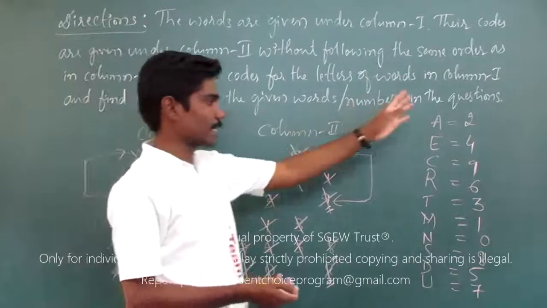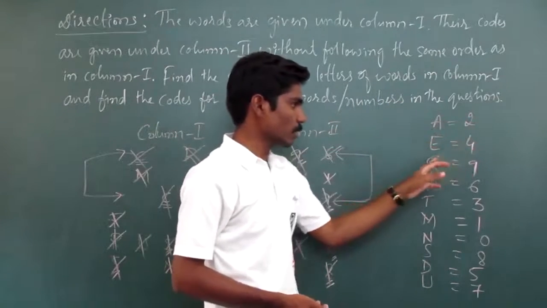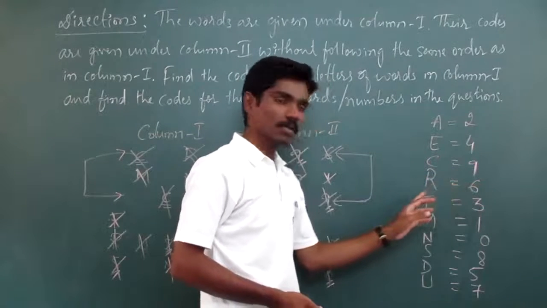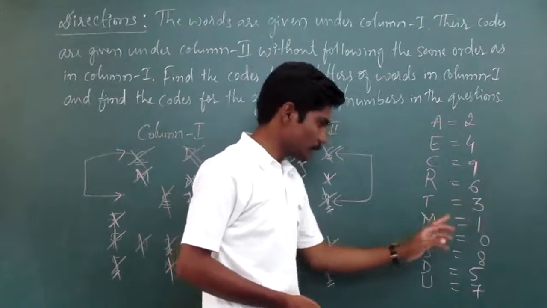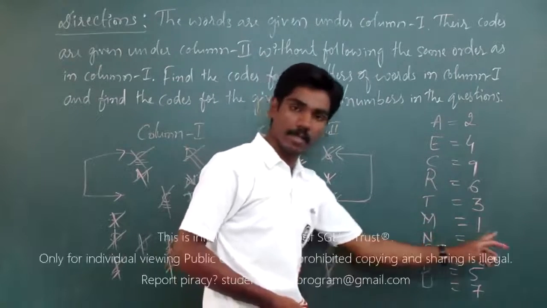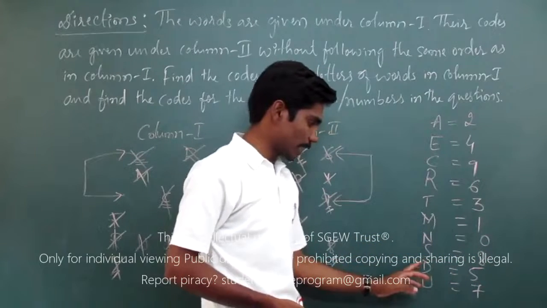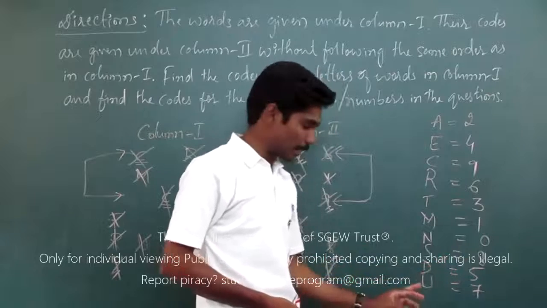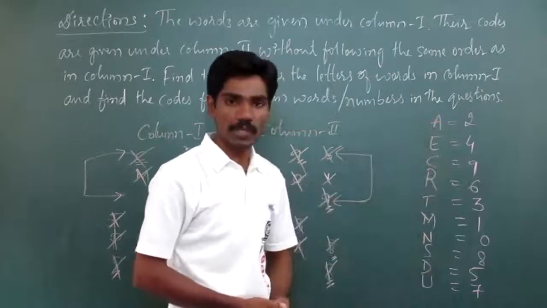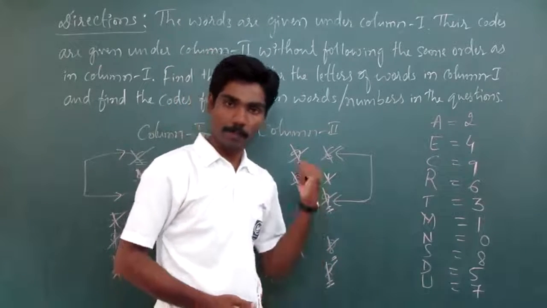And the codes are as follows. The code for the letter A is 2. For E is 4. The code for the letter C is 9. The code for the letter R is 6. The code for the letter T is 3. The code for the letter M is 1. The code for the letter N is 0. The code for the letter S is 8. The code for the letter D is 5. The code for the letter U is 7. Now we have the codes for the letters. Now solving the problem becomes easy. Now we'll see some problems.